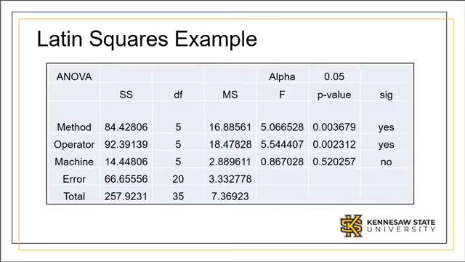The results of the Latin square are shown here. We see that there is a significant difference in the method and in the operator. Clearly, blocking the operator made sense here. Perhaps there is one or more operators that could benefit from further training. We should at least investigate this situation further.